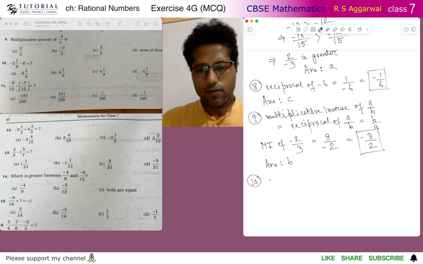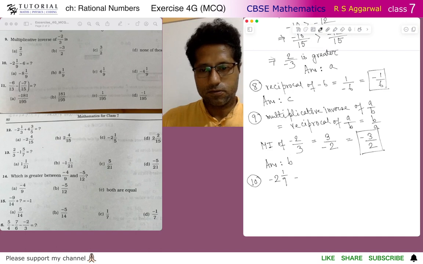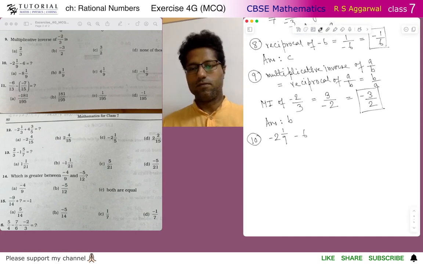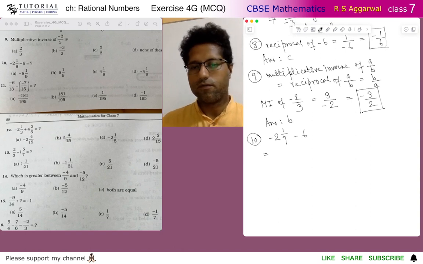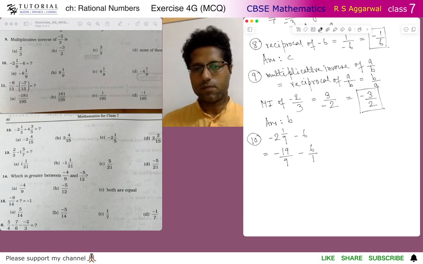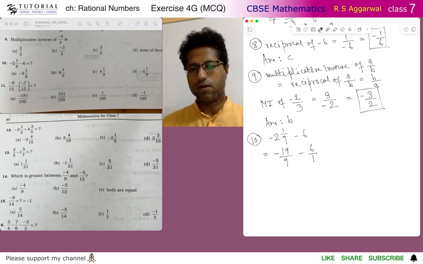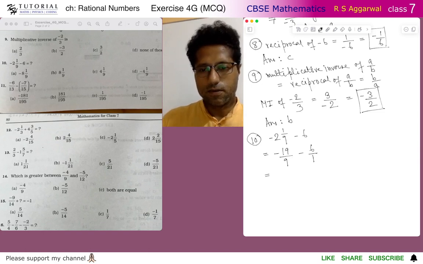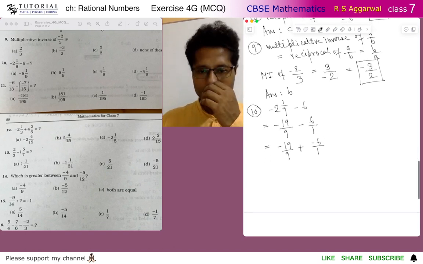Okay, let's do question number 10. It is asking to find the value of minus 2 and 1 by 9 minus 6. Now first we have to convert the mixed fraction to an improper fraction. So this becomes 9 into 2 plus 1, 18 plus 1, that is minus 19 by 9, and minus 6 means 6 by 1. So this is a subtraction of two rational numbers, minus 19 by 9 and 6 by 1. We have to subtract 6 by 1 from minus 19 by 9. So this is nothing but minus 19 by 9 plus the additive inverse of 6 by 1, that is minus 6 by 1.